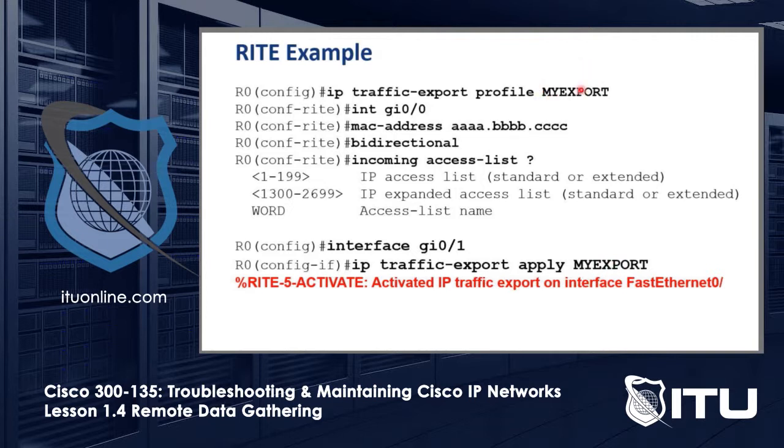So we're creating a profile, and it's saying where to send it out and the MAC of the sniffer. Do we want it bidirectional? Do we want it based on an access list? And then we apply that same profile to the port where the interesting traffic is. And then we'll see a message, activated IP traffic export on whatever the interface is, but it won't be Fast Ethernet, it'll be gig.